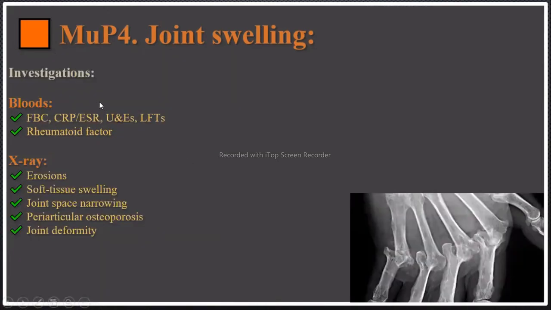Investigation, of course, X-ray, and regarding the inflammatory markers: full blood count, CRP, ESR, U&Es, liver function test. On X-ray, you will find erosions. They can ask you what the findings are on the X-ray: erosion, soft tissue swelling, joint space narrowing, periarticular osteoporosis, joint deformity. Anyway, it's not an emergency for us. It's not our duty, but you have to be familiar with that.